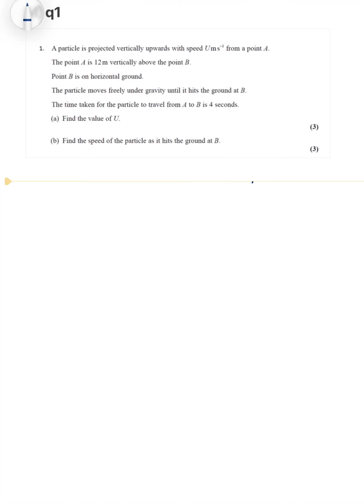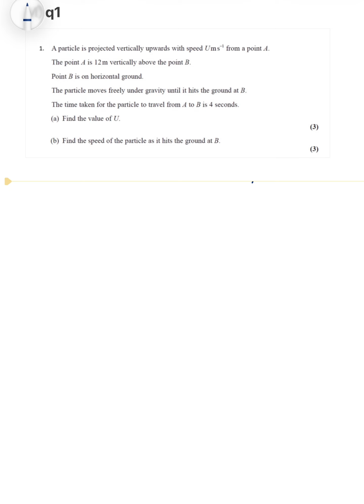Right. Question one. It's about particles moving vertically on a straight line. It's a kinematics question. It says a particle is projected vertically upwards with a speed of u from point A, and A is 12 meters vertically above point B. So we need to draw a rough diagram.